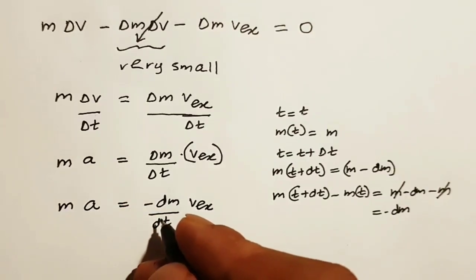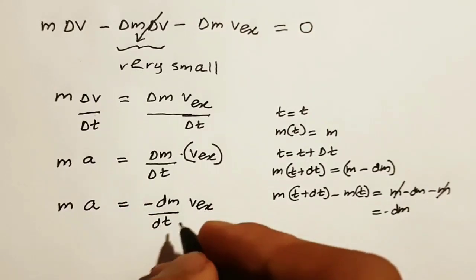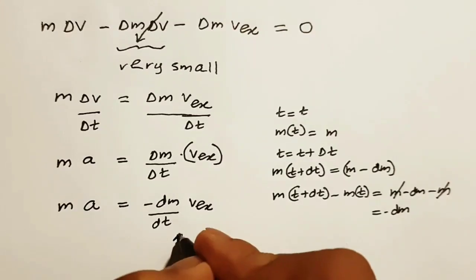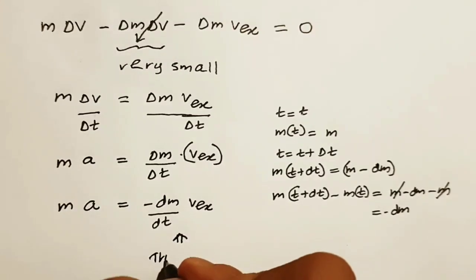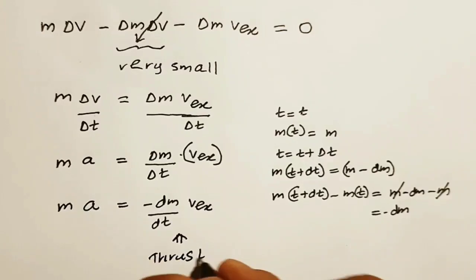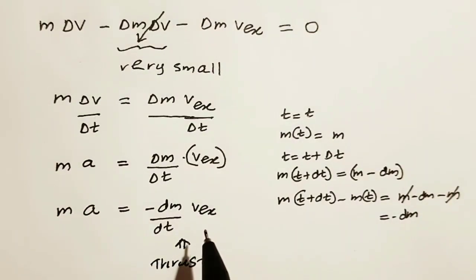Here we have obtained the thrust for this particular situation of the rocket. This is termed the thrust. This is the velocity of the fuel relative to the rocket, and this is the rate of change of mass. So this is equal to the mass times the acceleration of the rocket.